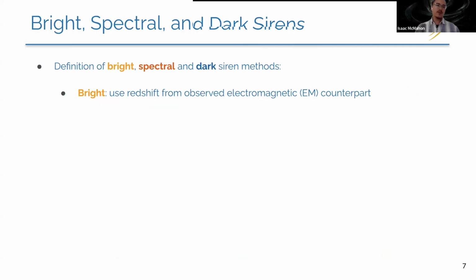The first one that I want to go through is called the bright siren method. This one is actually the easiest and simplest case. If you have a gravitational wave that gives you a luminosity distance, and then you see an electromagnetic counterpart which is associated with that event, meaning that you see an explosion or some sort of object that is exactly the same system as the gravitational wave system, then you can also point a spectrograph or a normal telescope at that object or its host galaxy and measure a redshift directly from spectroscopy.